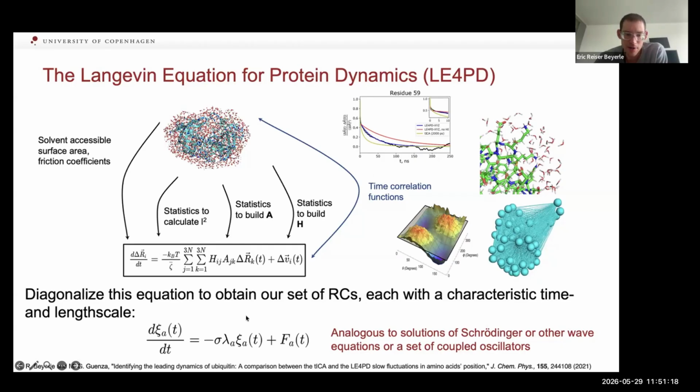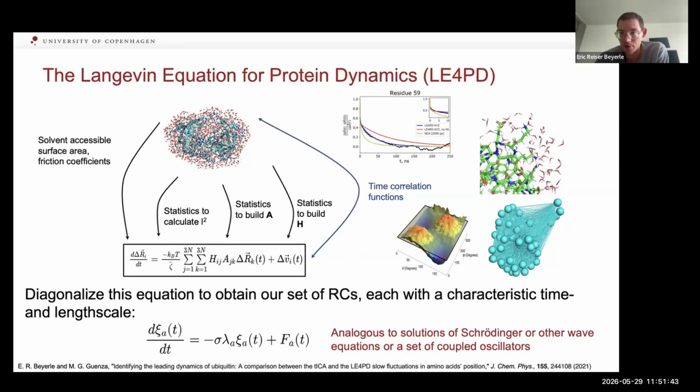And if we diagonalize this equation of motion, because it's coupled, there are two summations here, we can get a Langevin equation of motion just in terms of these modes that are all independent of each other. And they decay with a timescale that's sigma lambda_A, where the lambda_A are the eigenvalues of the HA matrix, and the sigma is 3 kBT over gamma, I think.